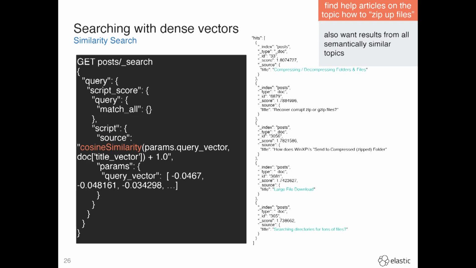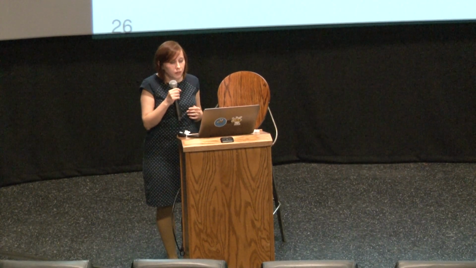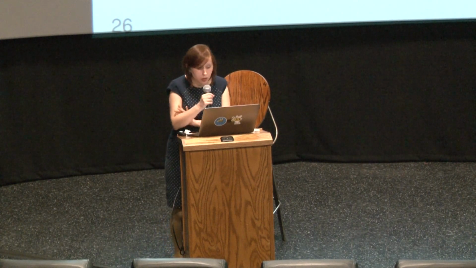And you can see that even though my query was "zip up files", using this similarity allowed me to find documents that don't share the same keywords. For example, the first result was "compressing, decompressing folders and files", which has mostly different keywords from the ones I had, like "zip up files". But also be careful that sometimes you may find irrelevant results. For example, the document for searching directories for tons of files may not be relevant to the topic you were searching for.